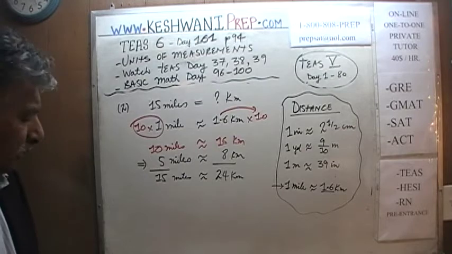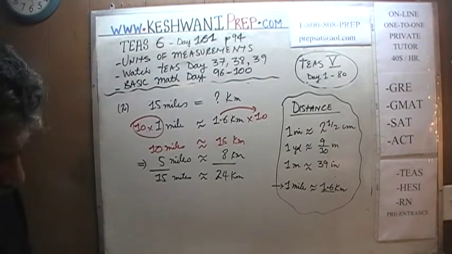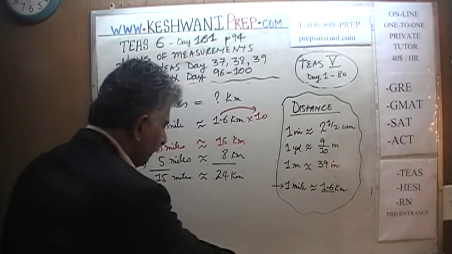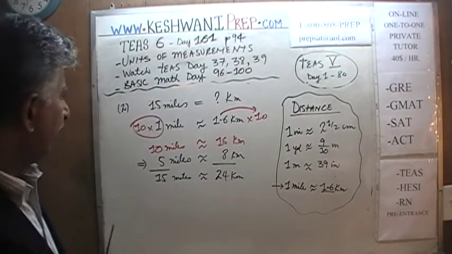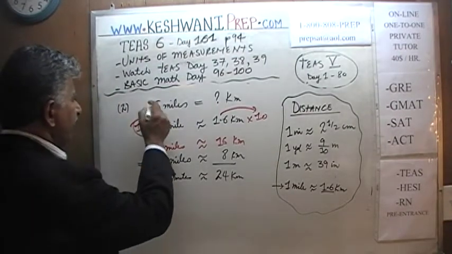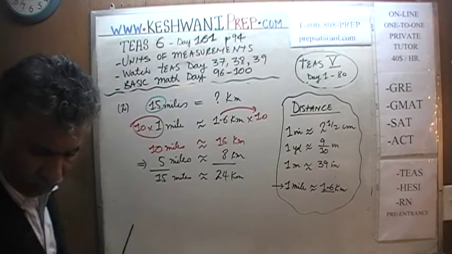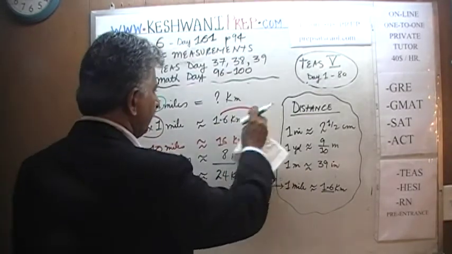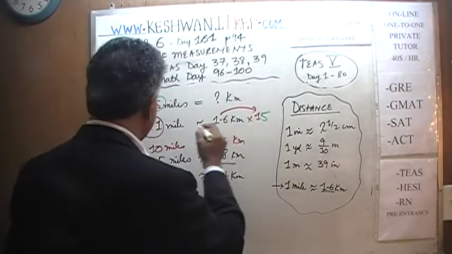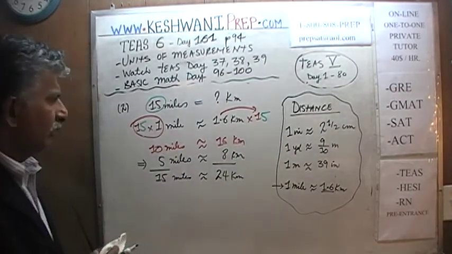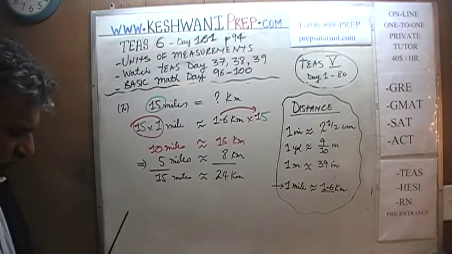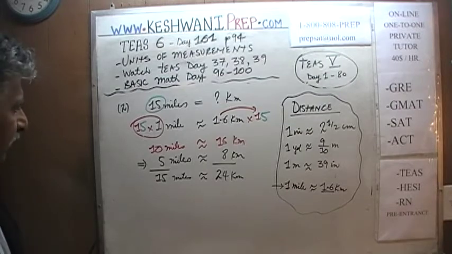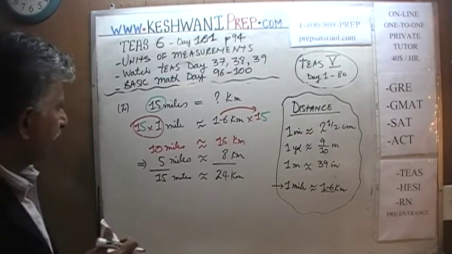Or as I said before, if you didn't like going about it this way, then since we're being asked for 15 miles, we could have multiplied both sides by 15 from the very beginning, and figured out what 1.6 times 15 is. We could have also done that. Let's do it on the bottom.